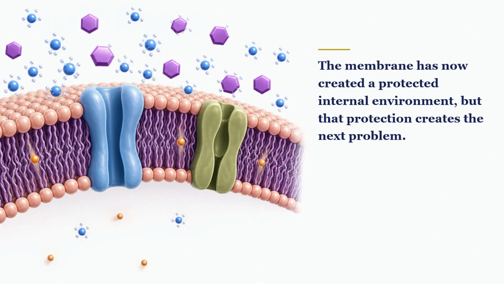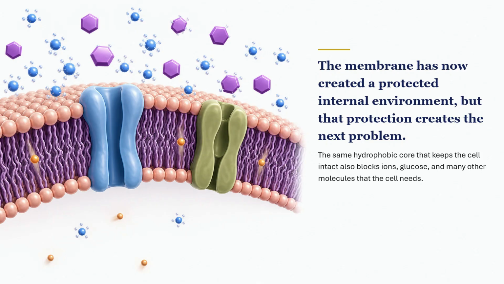The membrane has now created a protected internal environment, but that protection creates the next problem. The same hydrophobic core that keeps the cell intact also blocks ions, glucose, and many other molecules that the cell needs. So, how does anything actually cross? That is the logic of membrane transport.